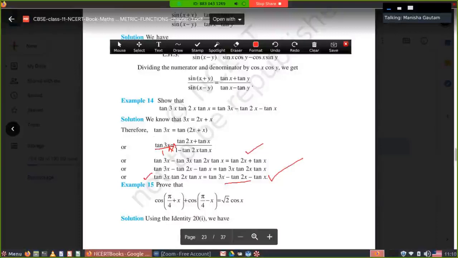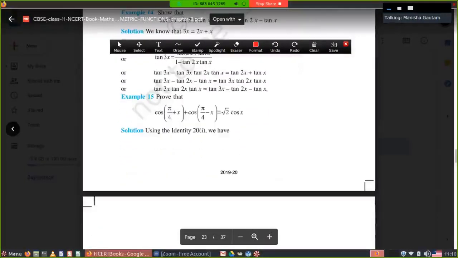Now come to example number 15. This example can be done in two ways. You can apply the formula cos x plus y in the first part and cos x minus y in the second part, and simplify it, you will get the answer.